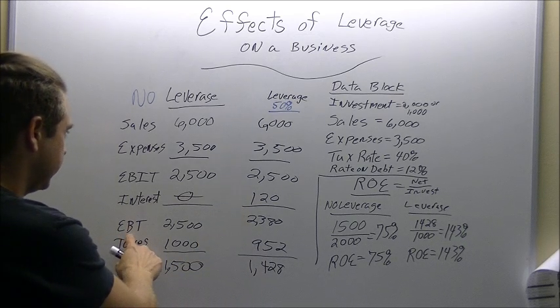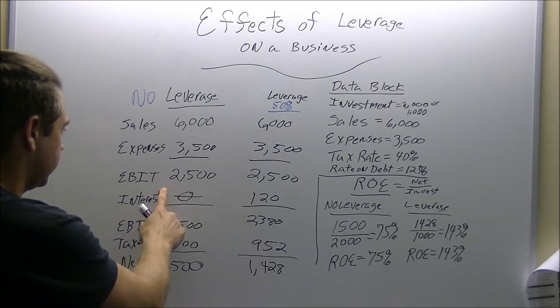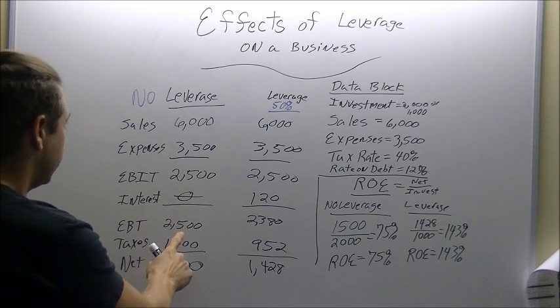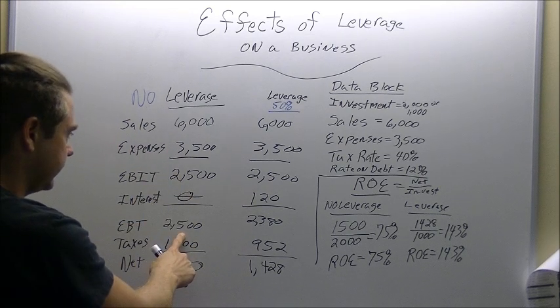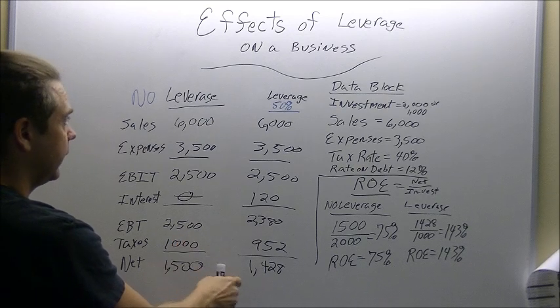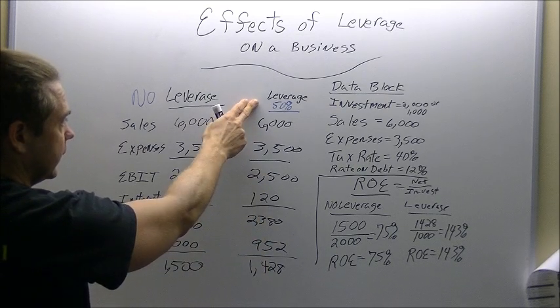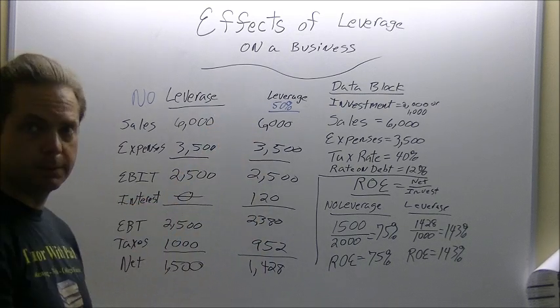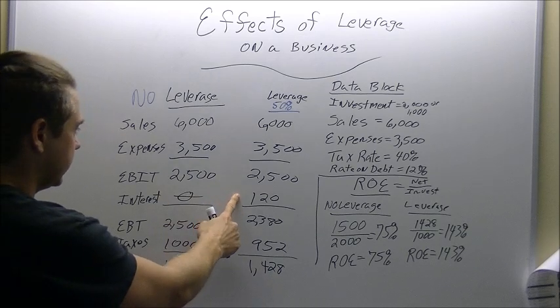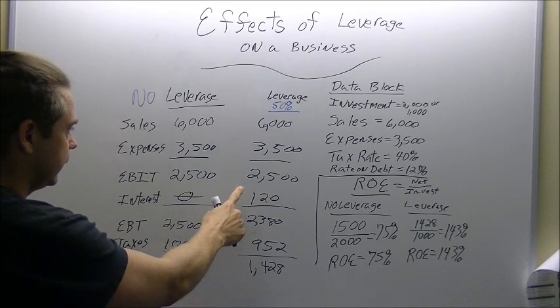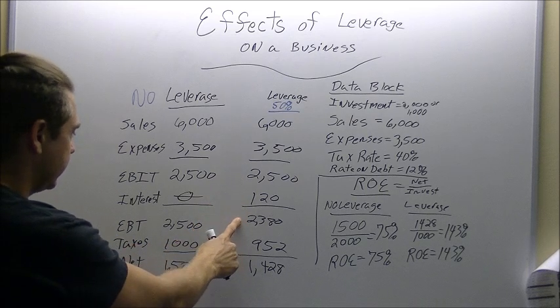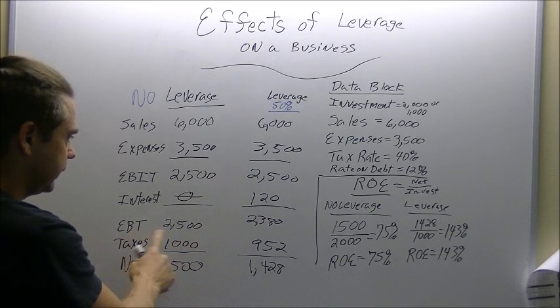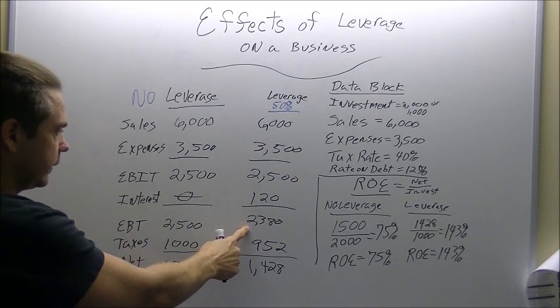Earnings before taxes, we're going to take our $2,500, we're going to subtract zero interest. So for the no leverage side, we're going to have an earnings before taxes of $2,500. However, on the leverage side, this is where debt's going to start coming into play. We are going to subtract the interest of $125 from the $2,500 right here. This is going to give us an earnings before taxes of $2,380.